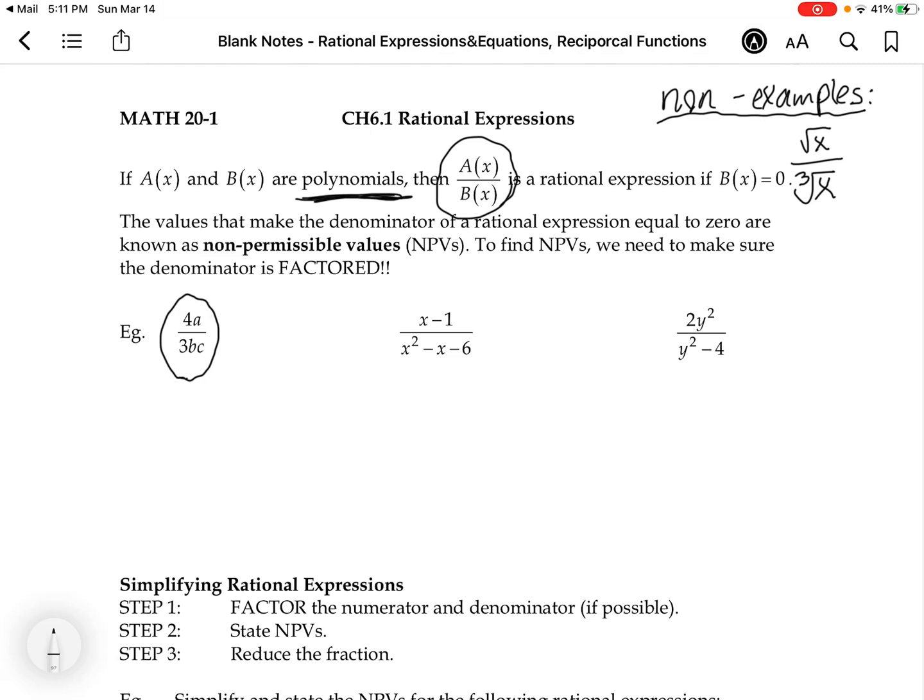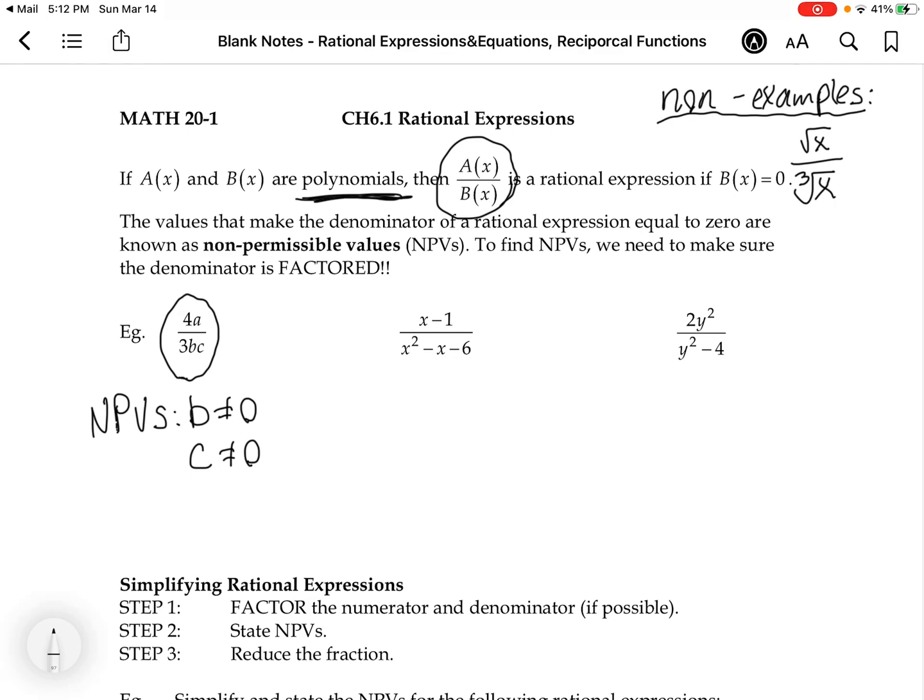So we have to think, okay, we're multiplying 3 times b times c in the denominator. What values of b and c would make the denominator equal to 0? And in this case, b equaling 0 would make the denominator 0, because 3 times 0 times c is 0. And also c equaling 0 would make the denominator 0. So the non-permissible values are b cannot equal 0 and c cannot equal 0. Okay, that is how we would state the non-permissible values.